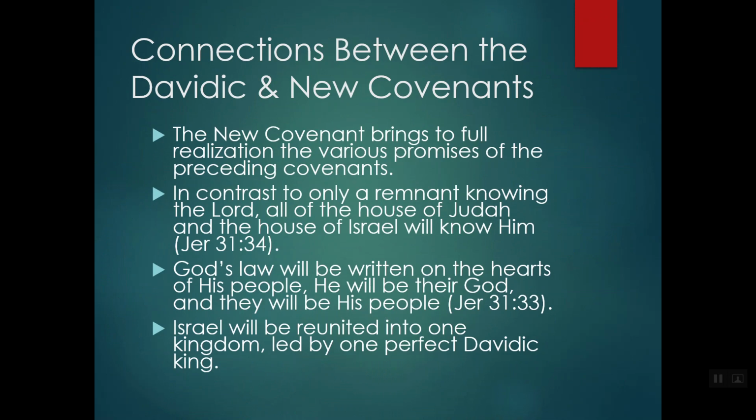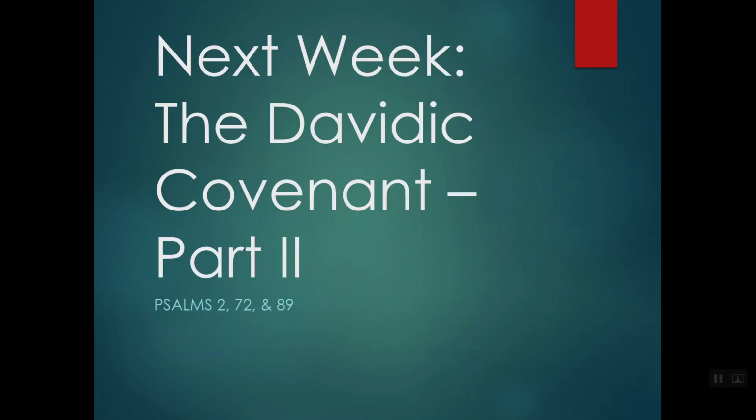In contrast to only a remnant knowing the Lord, which is the way it's been through all of Israel's history up to this point, all the house of Judah and the house of Israel will know him. That's what Jeremiah 31:34 says. So even the tribes that went away to the northern kingdom are reunited under the Davidic covenant, or the new covenant. God's law will be written on the hearts of the people. He will be their God, and they will be his people. Jeremiah 31:33. Israel will be reunited into one kingdom led by one perfect Davidic ruler.